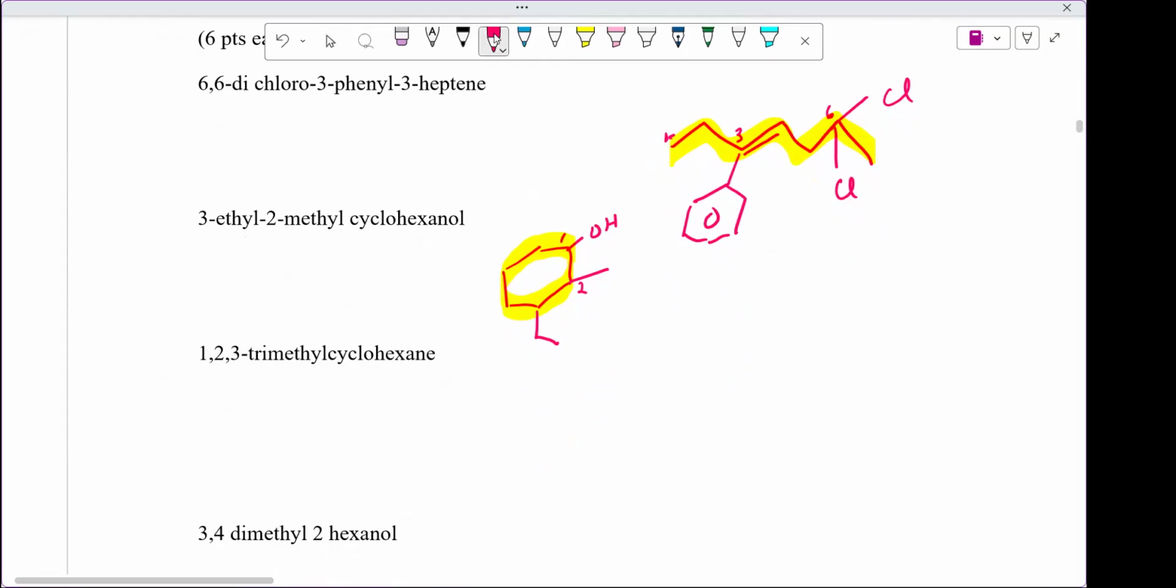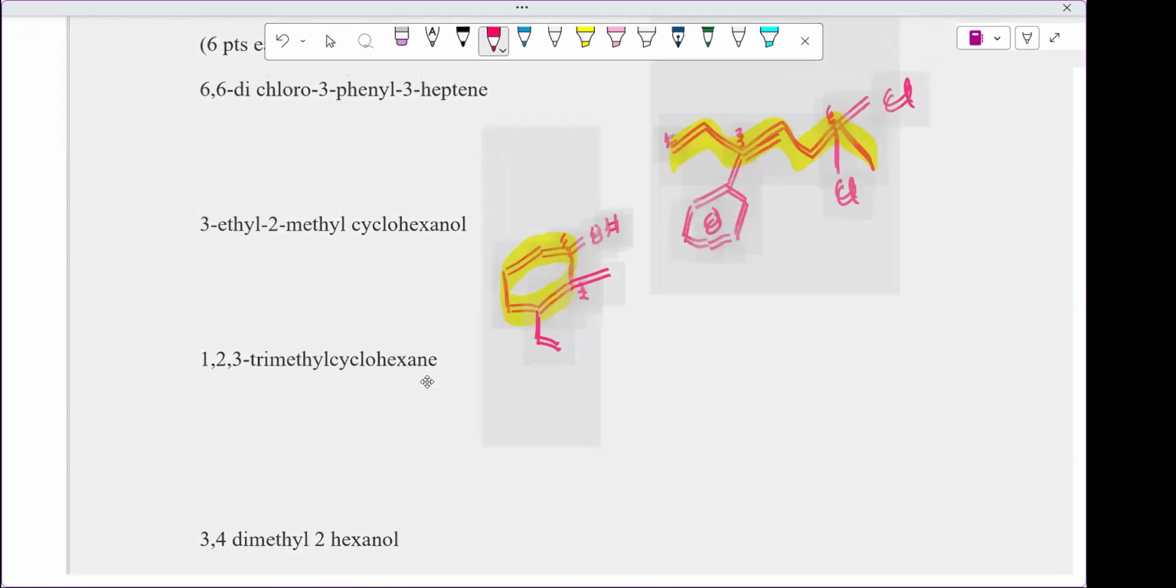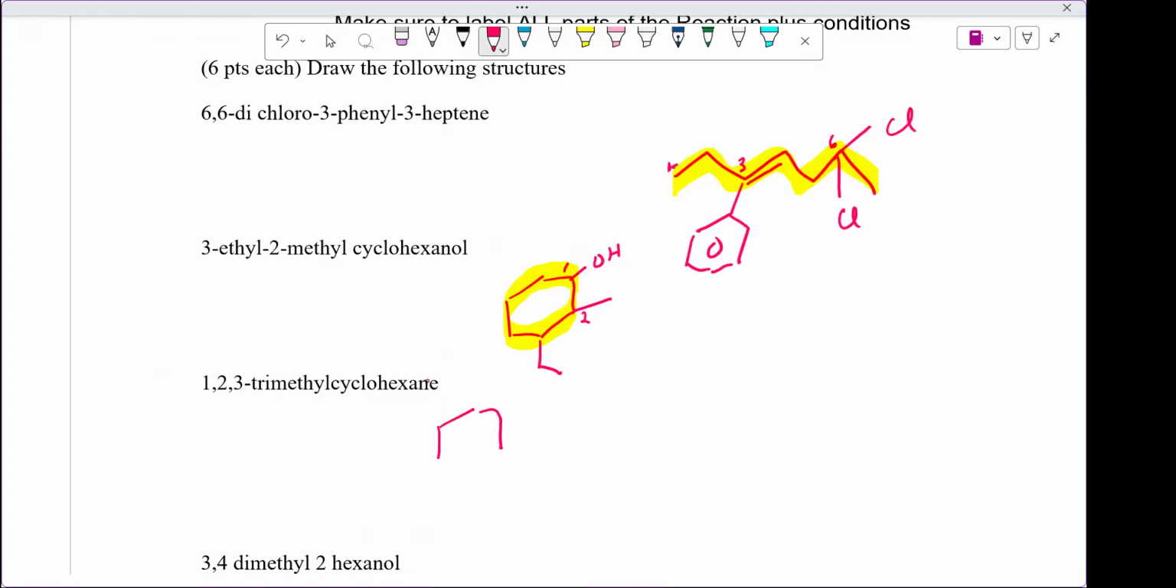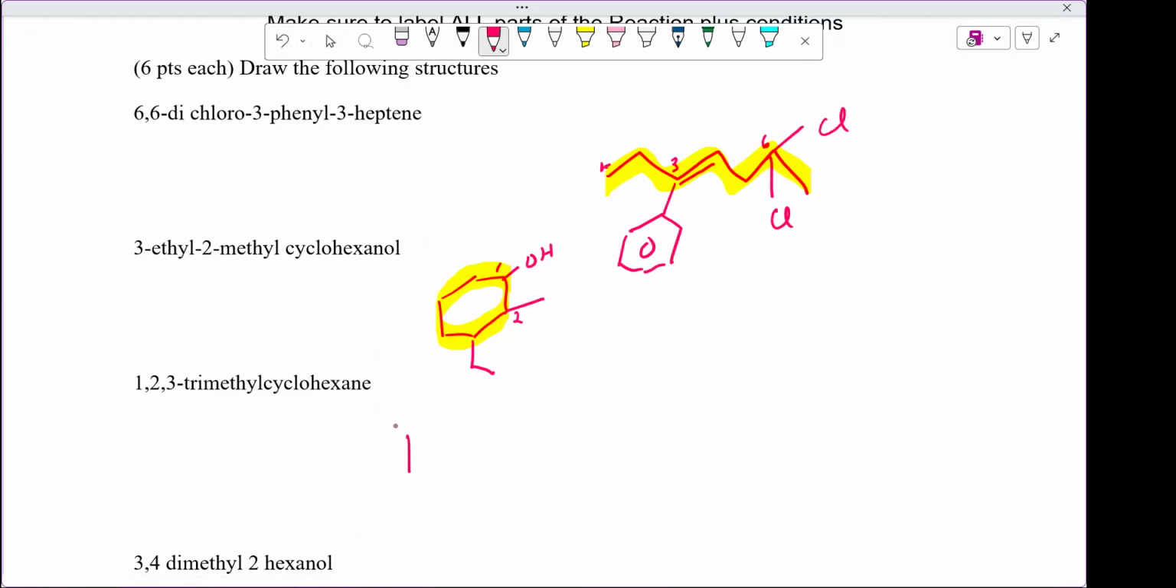All right, we've got another cyclohexane. The backbone is automatically the cyclic group, and we have 3 methyls. Now make sure you pay close attention to that cyclo. Frequently, students forget about this cyclo.